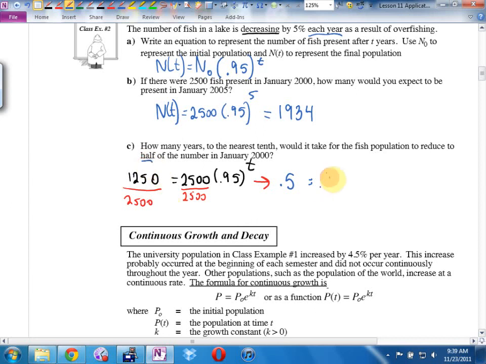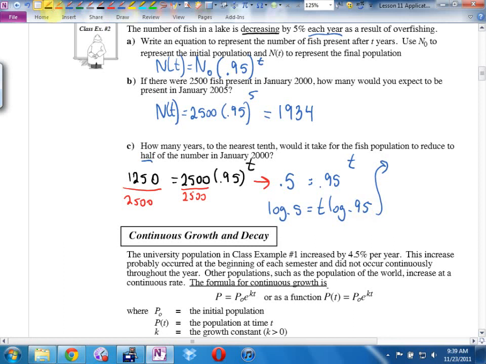How will I solve this one? Log both sides. I'll get the log of 0.5 equals, and I'm going to be bad and move the exponent to the front, t times the log of 0.95. How would I get the t by itself? What's happening between the t and the log? So how will I move the log over? I think you said divide by log. Yeah, I agree. T is going to be the log of 0.5 divided by the log of 0.95.